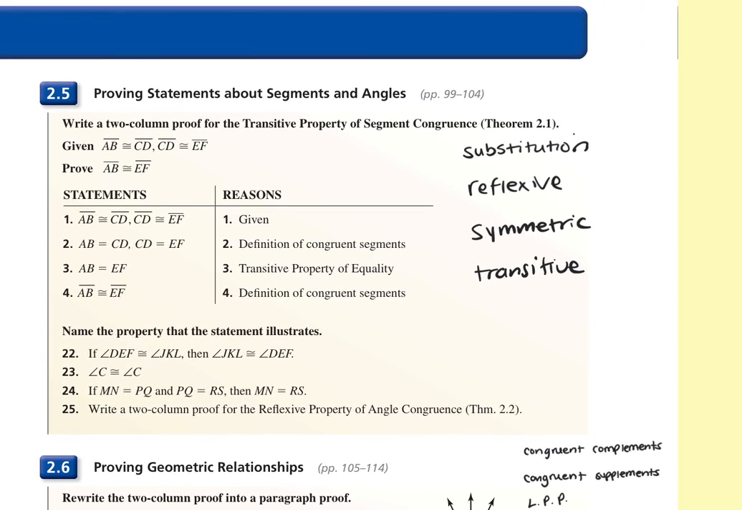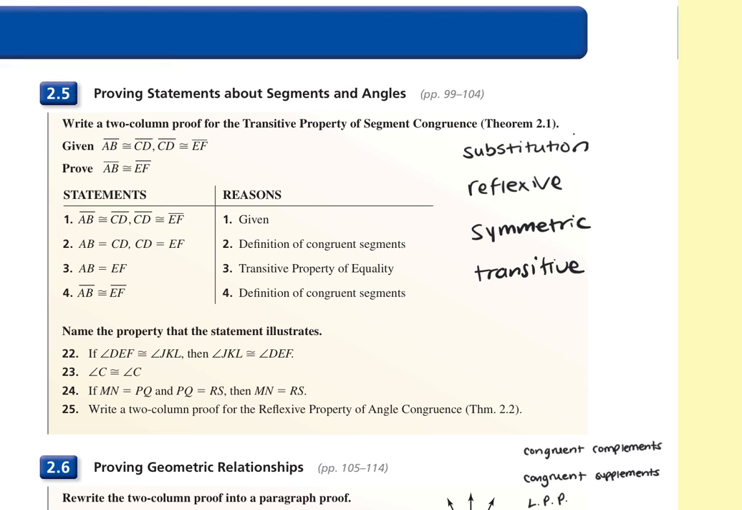2.5 is where we started talking about how those same properties apply to segments and angles, and this is where we started our proofs. So substitution is if we're taking a value and substituting it in, or using more than one thing to replace it with one. Reflexive is anything that equals itself. Symmetric, we switch the order, and transitive is an if-then statement: if 1 equals 2 and 2 equals 3, then 1 equals 3.